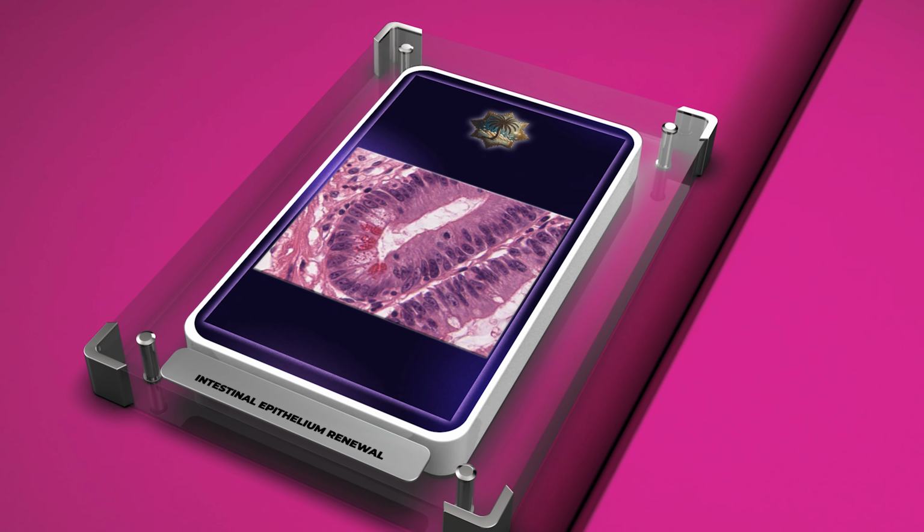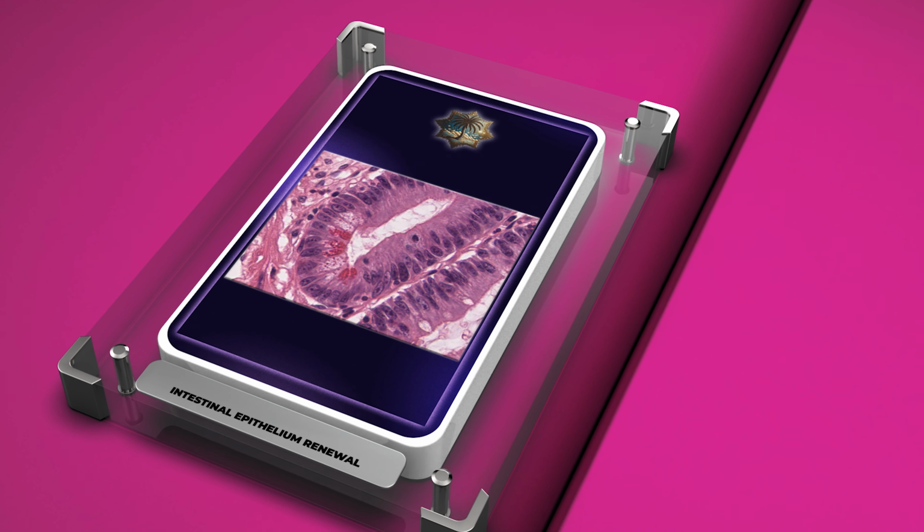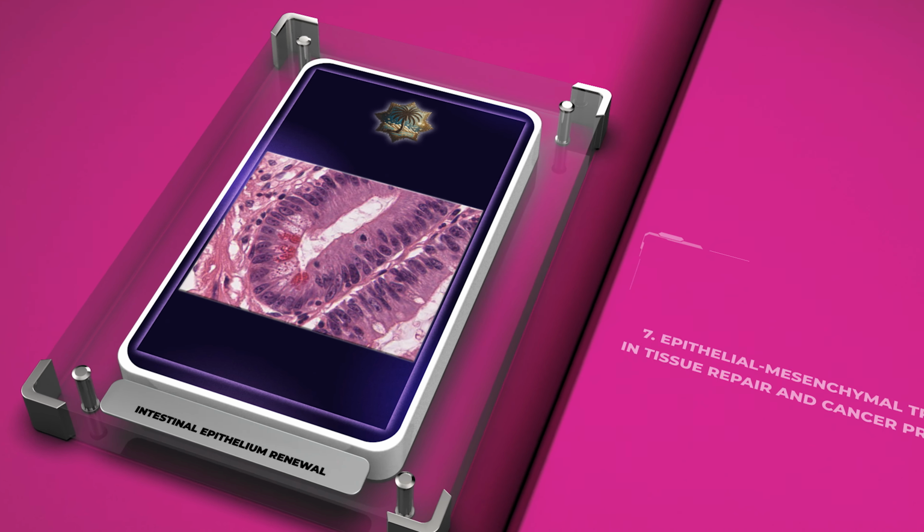In certain pathological conditions, such as tissue repair or cancer progression, epithelial cells can undergo an epithelial mesenchymal transition, EMT. During EMT, cells lose their epithelial characteristics and acquire mesenchymal properties, allowing them to migrate and invade nearby tissues. This process plays a crucial role in wound healing but can also contribute to cancer metastasis when deregulated.